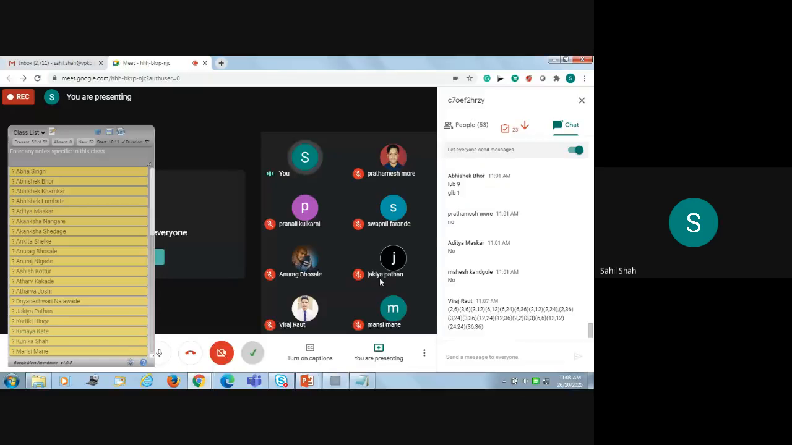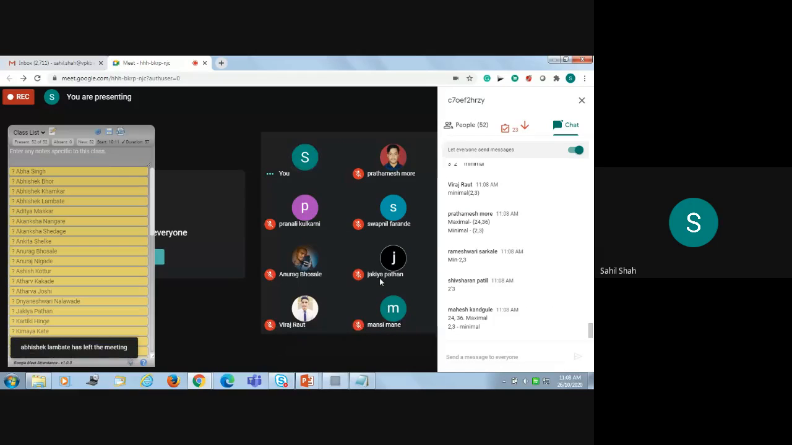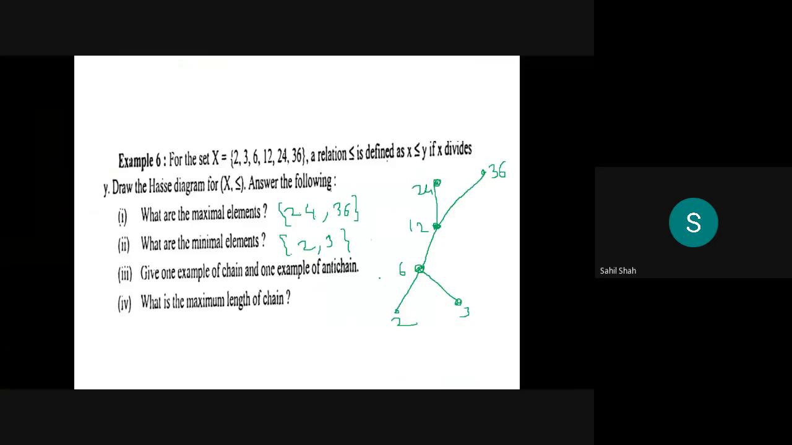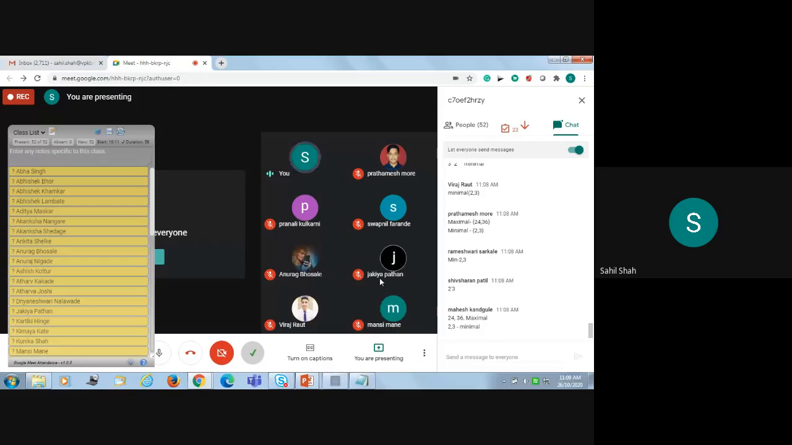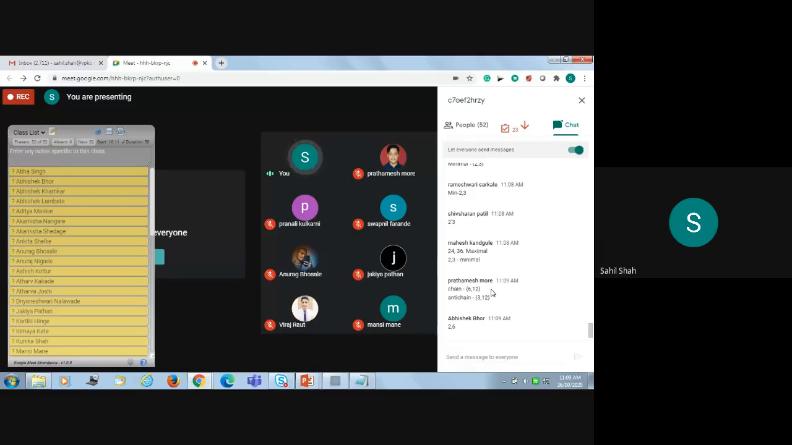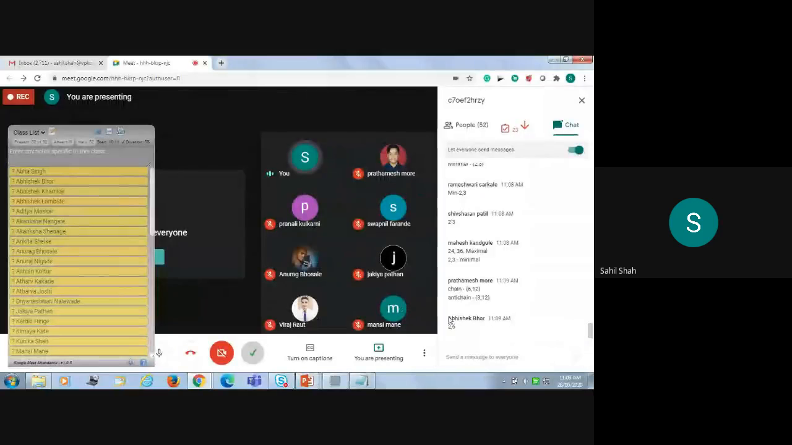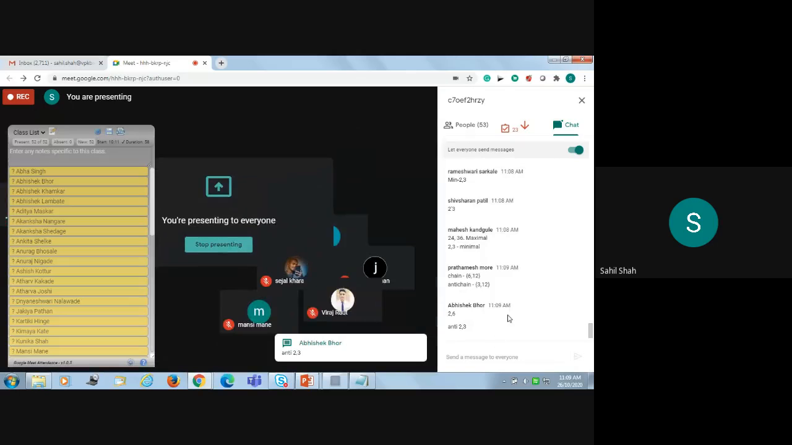Give one example of a chain and one example of an anti-chain. I have discussed chain and anti-chain. Which one is a chain? I'm waiting for chain and anti-chain. Okay, chain: 6, 12. Yes, you can have any chain; it is up to you, any one example. 6, 12 you have given, and you are saying the anti-chain is 3, 12? No, 3, 12 will not be an anti-chain, Prathamesh.